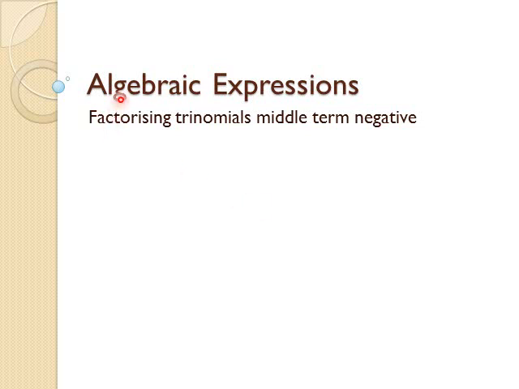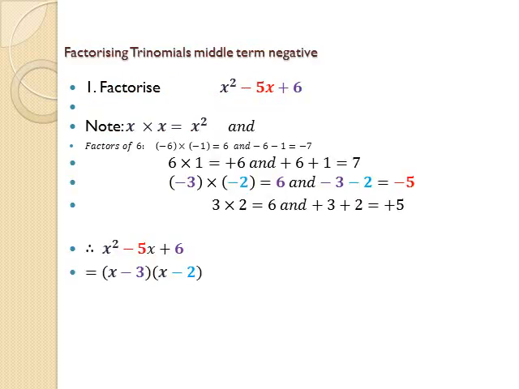Right, now in lesson 5, my middle term is negative, still factorizing trinomials. My first two terms are positive. Right, so factorize x squared minus 5x plus 6. My last term is positive and my first term is positive, but my negative is in the middle, then that must be written as negative times negative. You remember negative times negative gives me a positive.